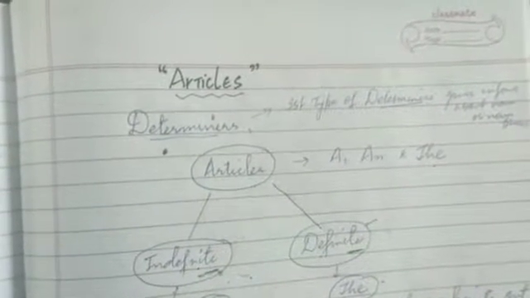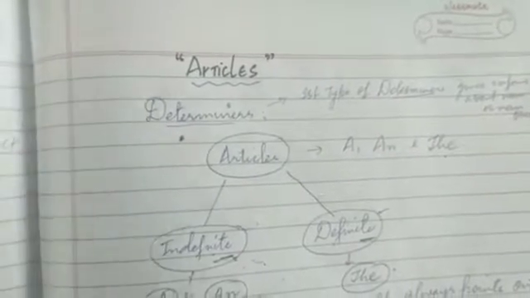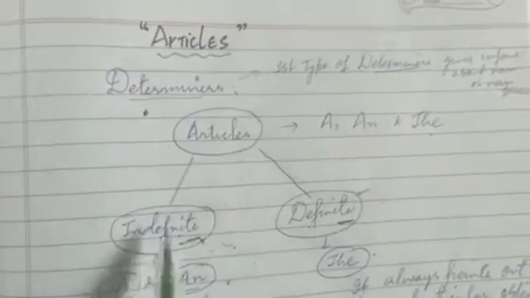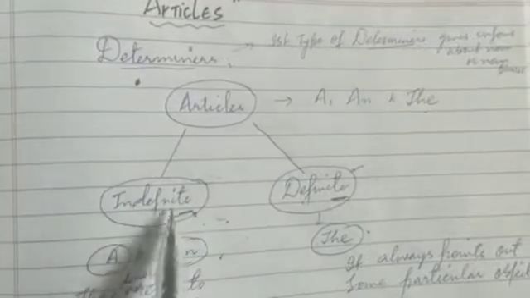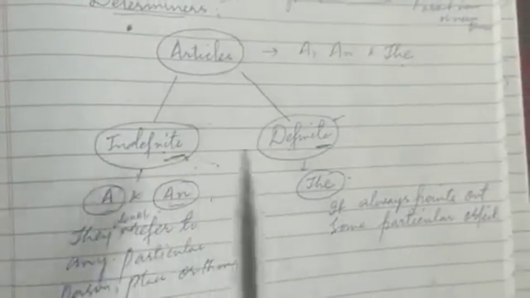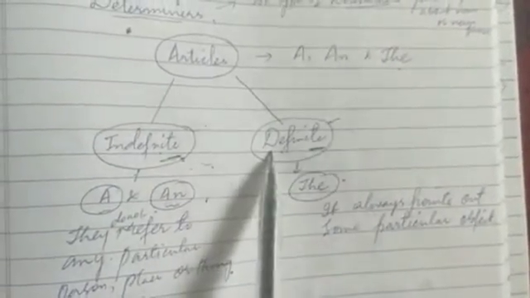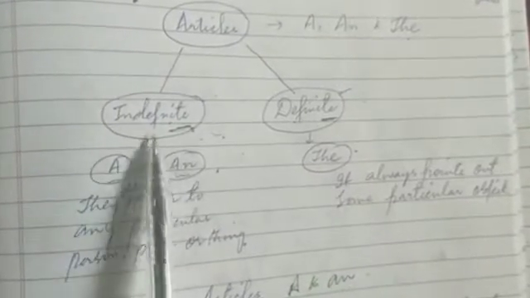An article comprises three words, that is a, an, and the. But broadly, articles are divided into two types: indefinite article and definite article. Indefinite article, a and an. These two words comprise the indefinite article, whereas the is the definite article. A and an, why are they called indefinite articles?